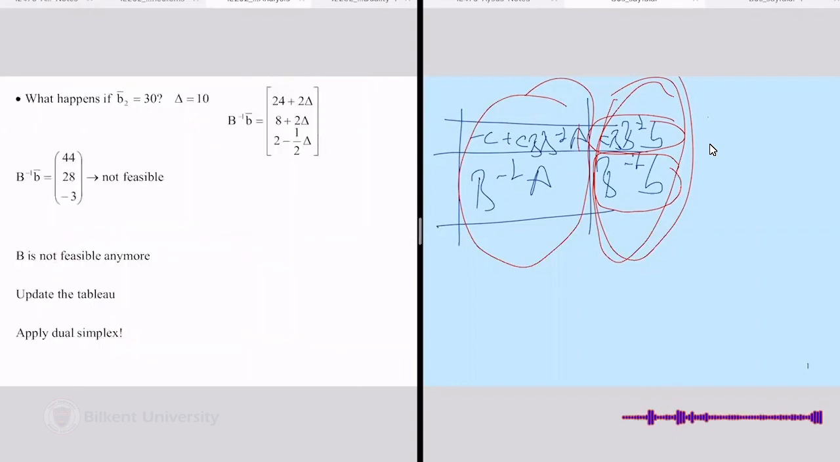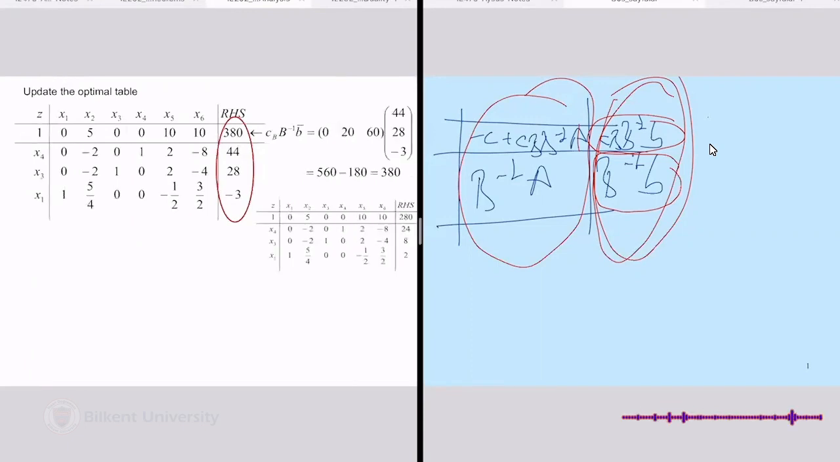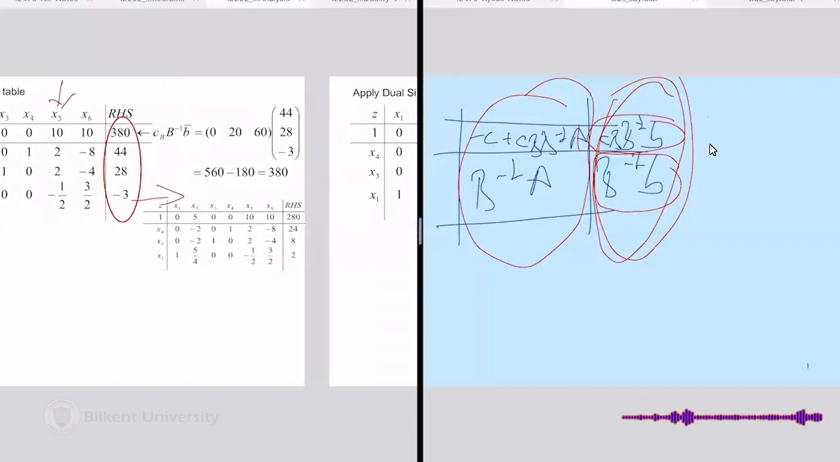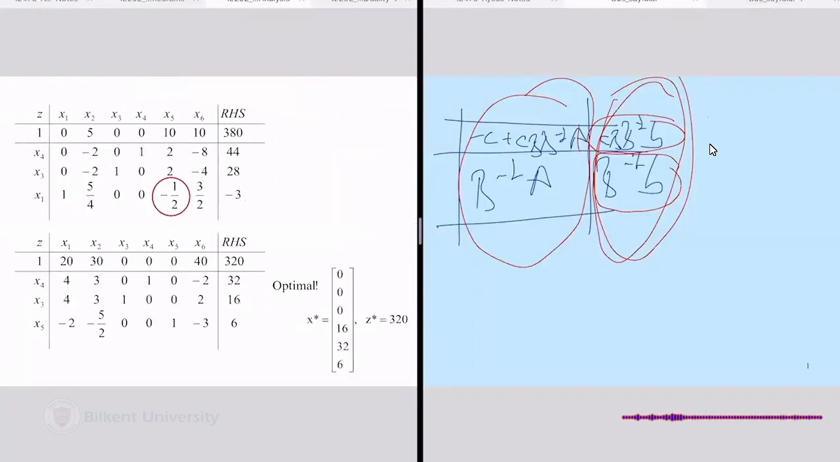When the delta is 10, you're out of the region, because now your right-hand side vector becomes this. You have a -3 there, which is not feasible. So when you update the table, that's what's going to happen with the new delta. This means this variable has to go, and you look at the ratio test in the dual simplex. Only negative entries are valid, so there is only one. So X5 should be entering and X1 will be the leaving variable. You do the iteration, and after one iteration you reach the optimal solution, which is given here.